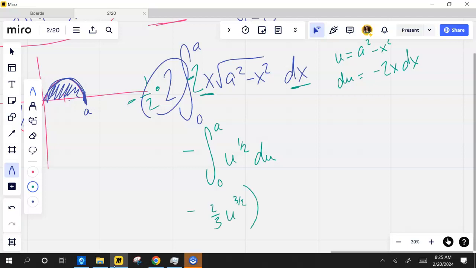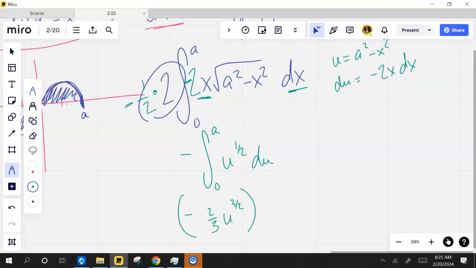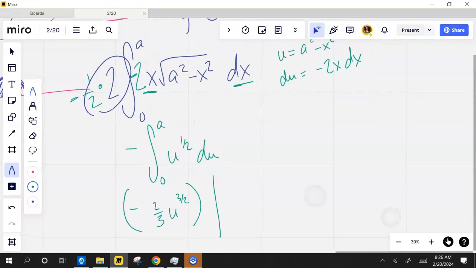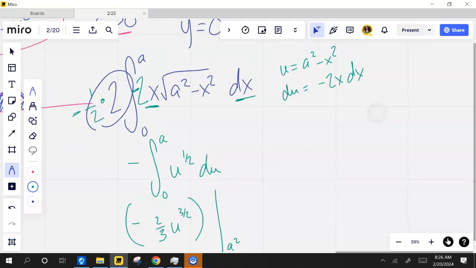And I am evaluating from 0 to a. I've got to plug in those bounds, right? I'm going to plug in 0 here, and I get a squared minus 0, which is a squared. I'm going to plug in a here, and if I plug in an a for the x, I end up with 0. Does that make sense? This is harder because it's so conceptual with a's.